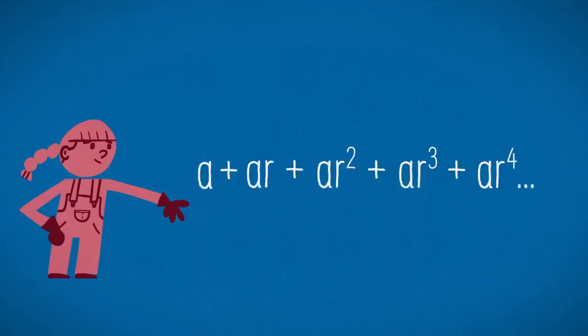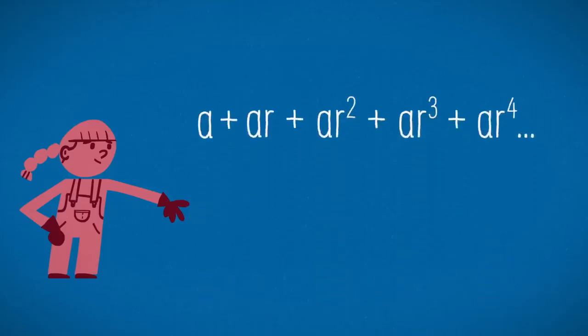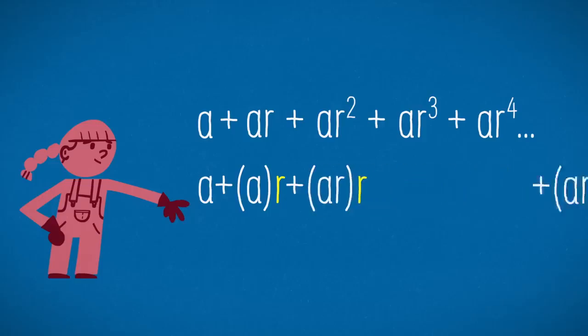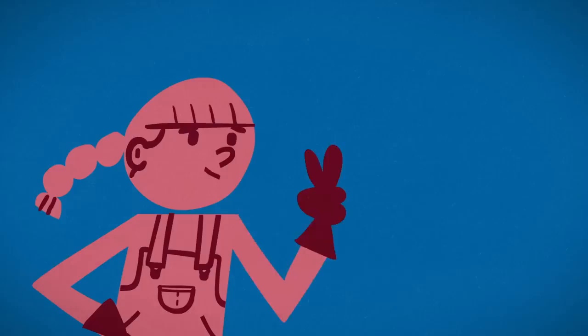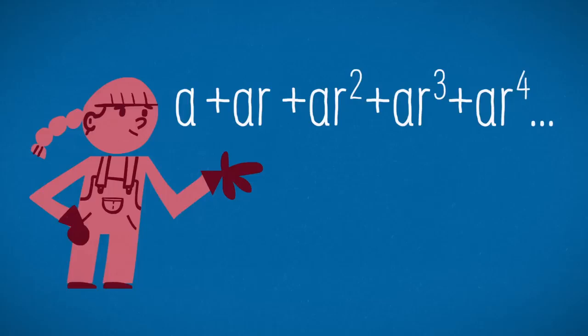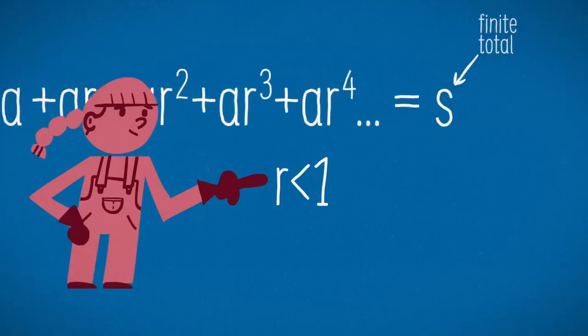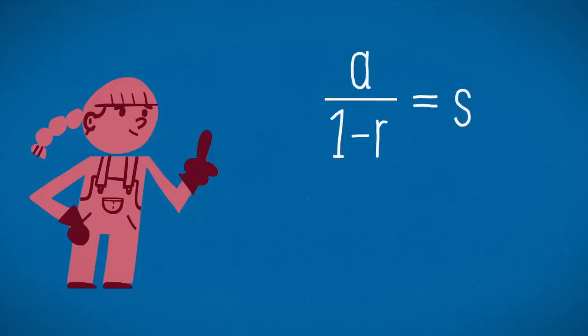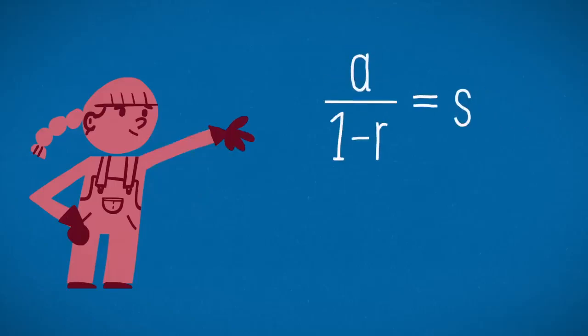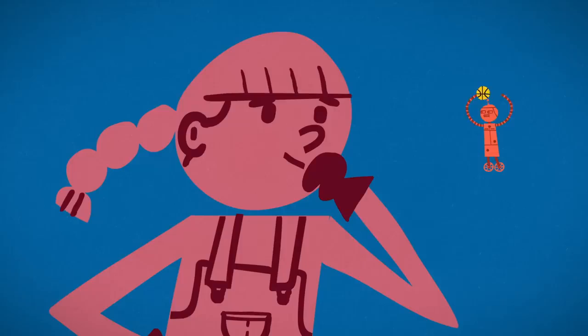A geometric series is an infinite sum of numbers, where each number is the previous number multiplied by a common ratio. Two facts about geometric series are useful here. First, if the common ratio R of a geometric series has absolute value less than 1, the series has a finite total. And second, if the first number in the series is A, that total is A divided by 1 minus R. How does this help us calibrate our robot?